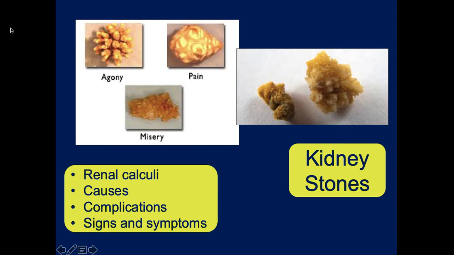You pee it out. But signs and symptoms are going to be flank pain. So basically, pain about right where the kidney would normally be. It wraps around down your abdomen into your groin area. It hurts to urinate, and there's usually pink urine, or just blood coming out when you urinate. Those are all signs of possible kidney stones.